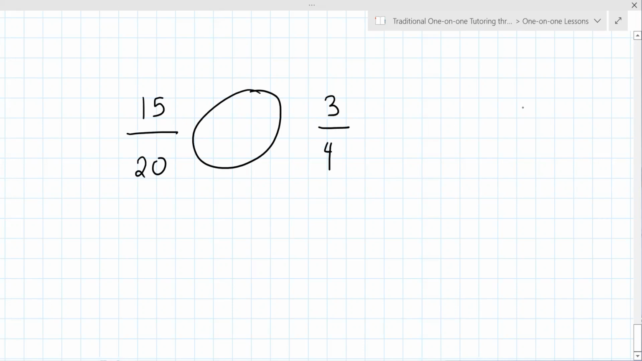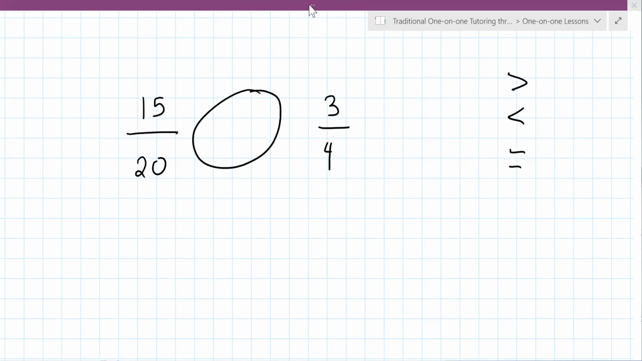Go ahead and give this one a try, please. 20. So I multiply 4 to 20. Well, not by 20. You want to get up to 20. What do you multiply 4 by to get to 20? 5. Yes. Okay, so multiply both the top and bottom numbers by 5, and then determine what goes in the middle here.